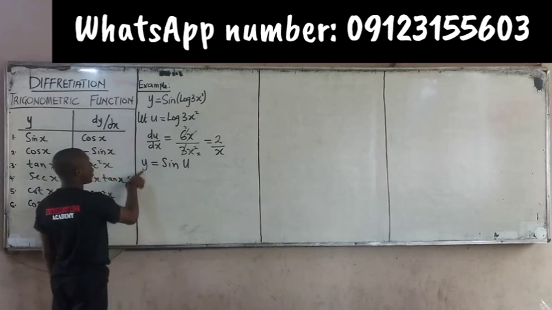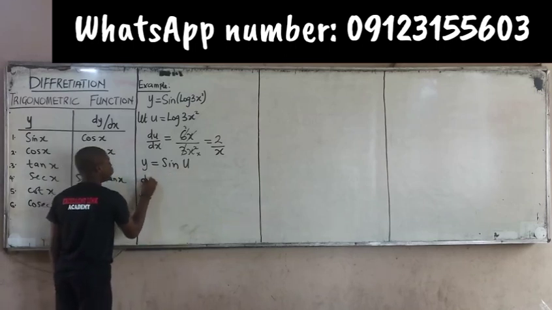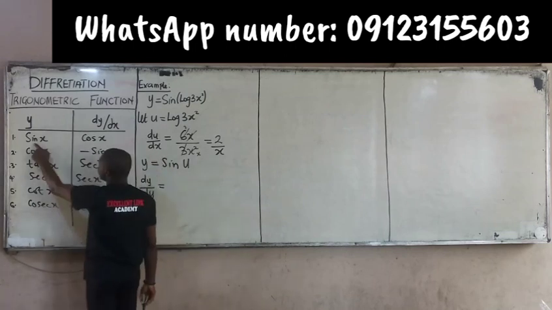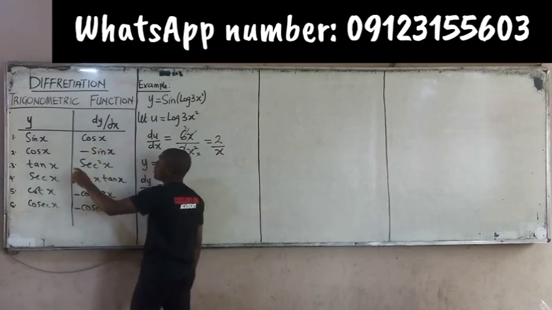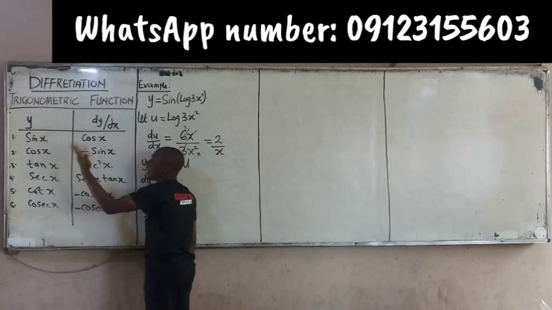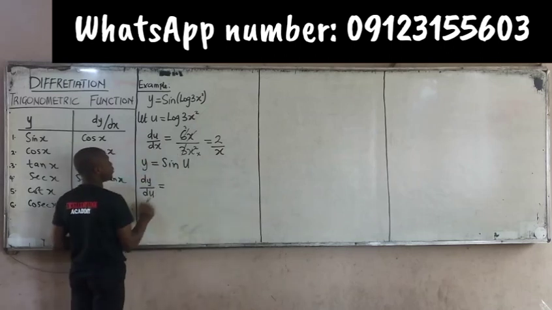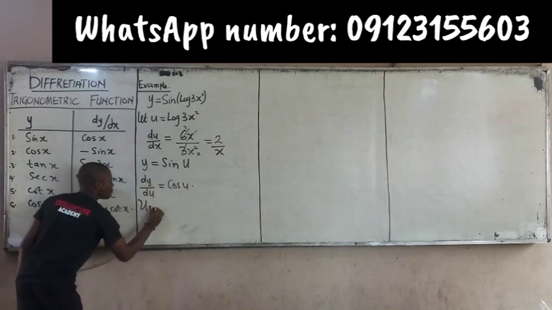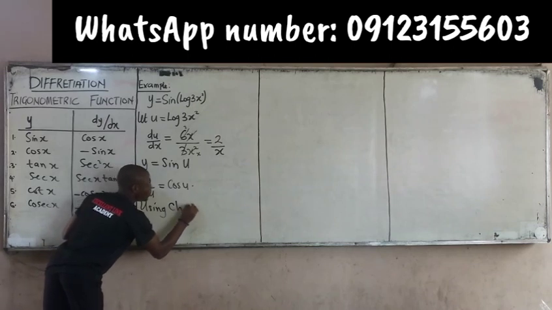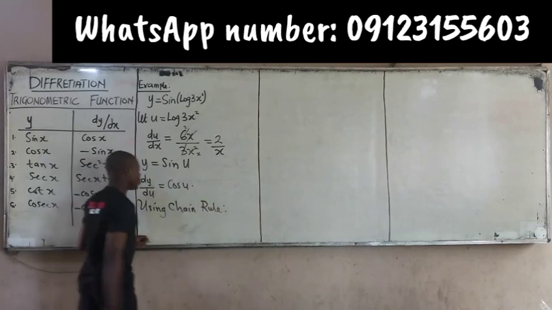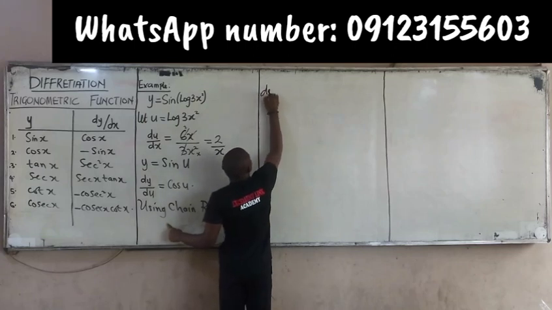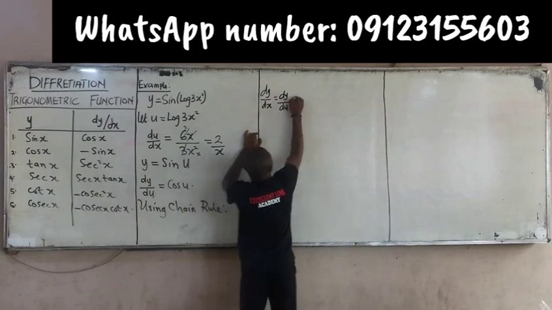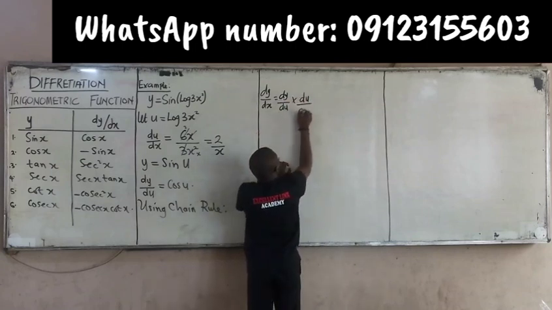Now listen, if I differentiate y with respect to u, I'll have dy over du is equal to... we just said if I differentiate sine x, I'll have cos x. Similarly, if I differentiate sine u, I'll have cos u. So at this point, using chain rule, from what we know, the chain rule is given as dy over dx is equal to dy over du times du over dx.